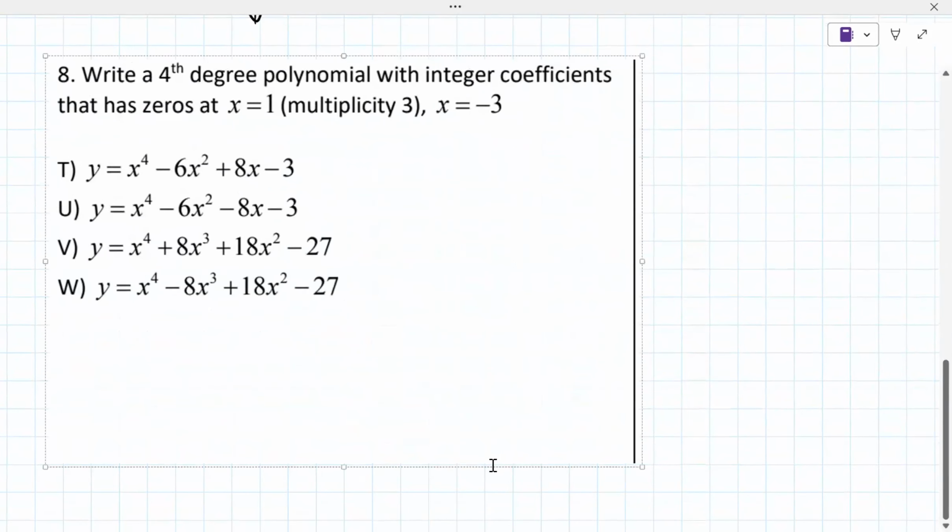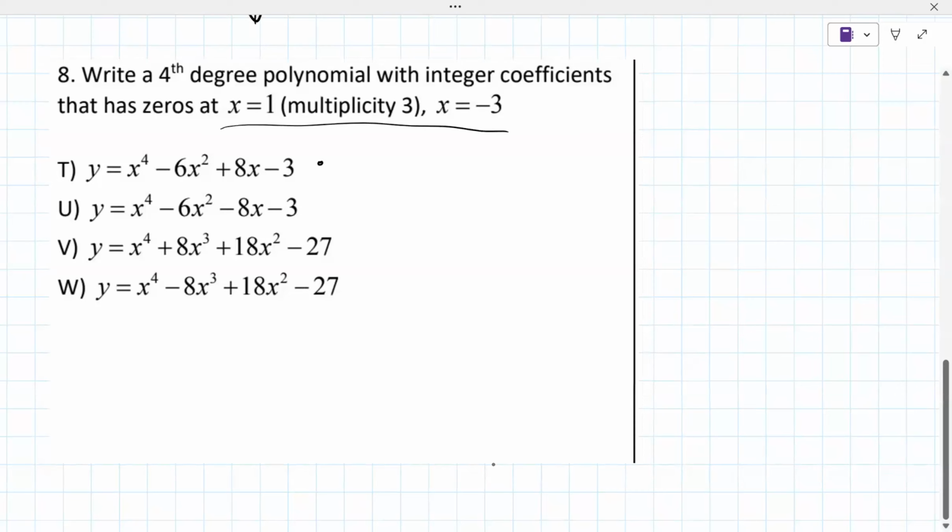Write a fourth degree polynomial with integer coefficients that has zeros at x equals 1, multiplicity 3, and x equals -3. Are you allowed to use your calculator on this? Yeah. Okay, so one way to do this problem, depending how fast you are with your calculator, is you could graph the first one and decide if it has this behavior. Then you'd have to graph the second one and so on. That's option number one, to use your calculator.